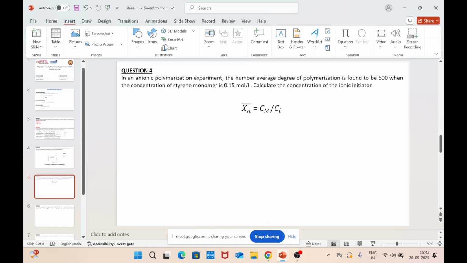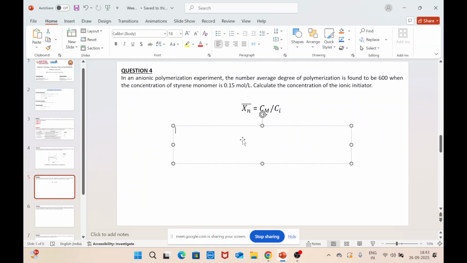So let me write it. So Xn, the number average degree of polymerization, is given as 600. The 600 should be equal to Cm over Ci. Cm is the concentration of the monomer, which is styrene in this case, and that is given as 0.15. And the concentration of the initiator is something that we are asked for. So Ci is 0.15 by 600 mole per liter.